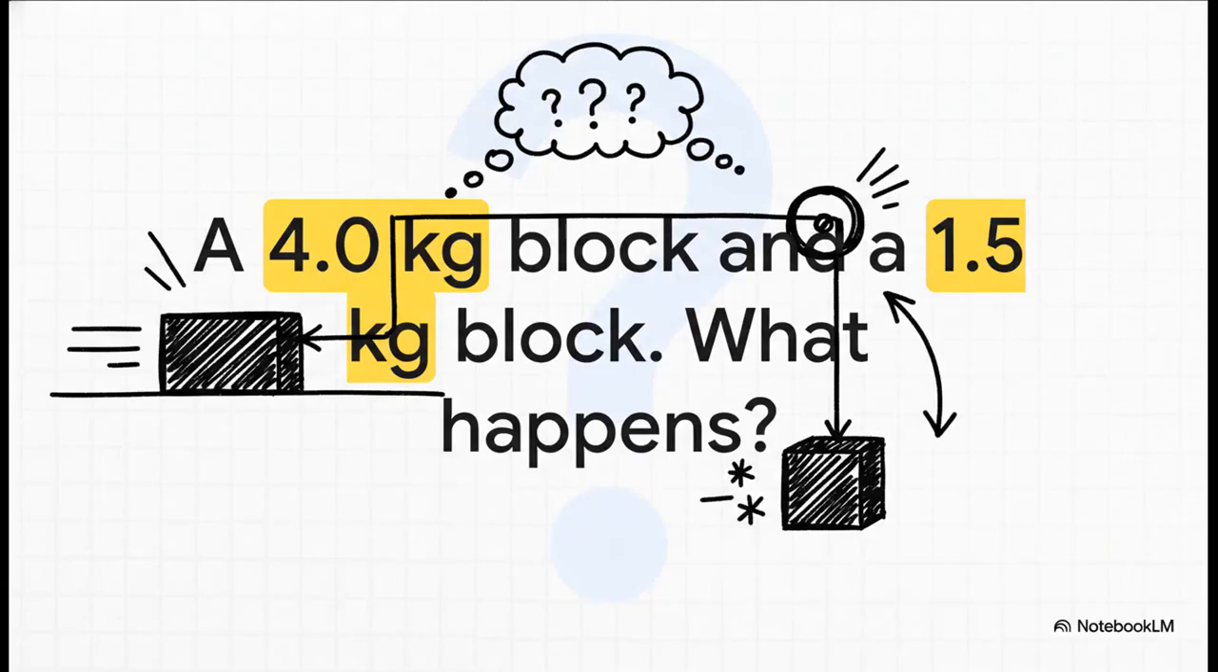So here's the scene. You've got a 4-kilogram block just sitting on a nice smooth table. It's tied to a 1.5-kilogram block that's just dangling over the edge. Now, what do you think happens the second we let go? Yeah, it's going to move, for sure. But the real mystery is, how fast? And what are the forces at play? That's the puzzle we're here to crack.